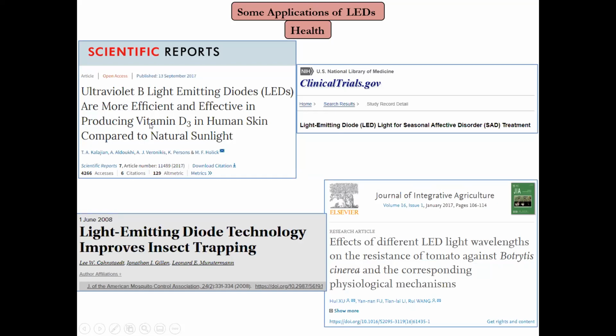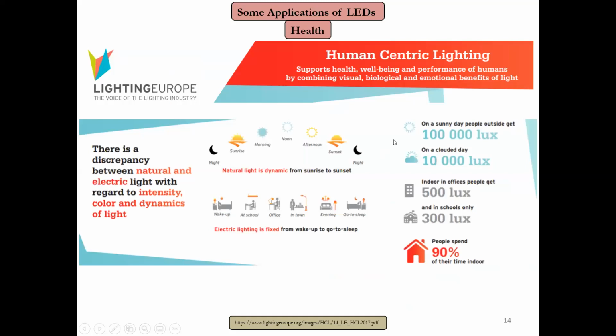They have been shown to produce vitamin D3 in human skin, and LEDs are used to address seasonal affective disorder. So this is from Lighting Europe. They have made a fancy schematic which shows how much lux, the lumens per unit area, there is for a regular sunny day, and how it reduces for a cloudy day. And then for indoor, in offices, in our houses, in the schools.